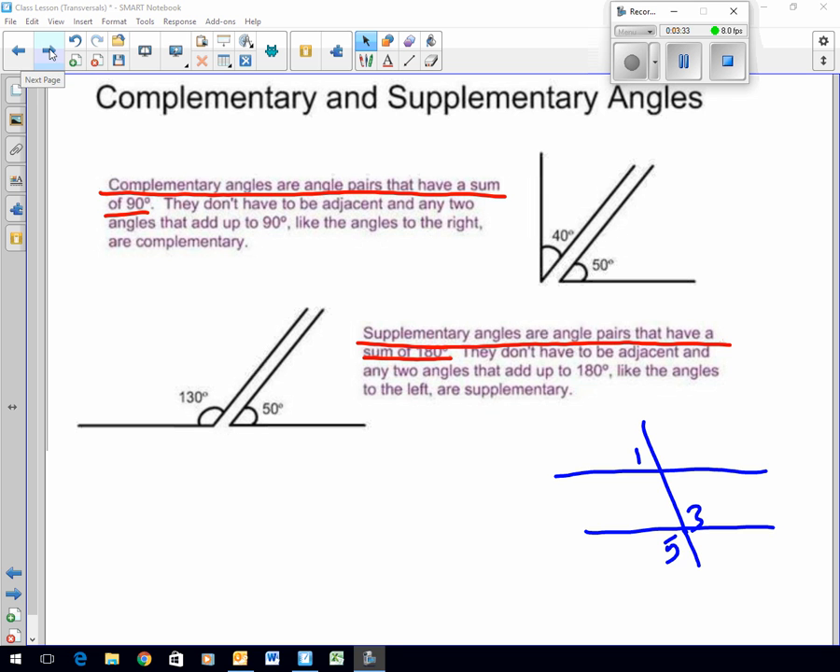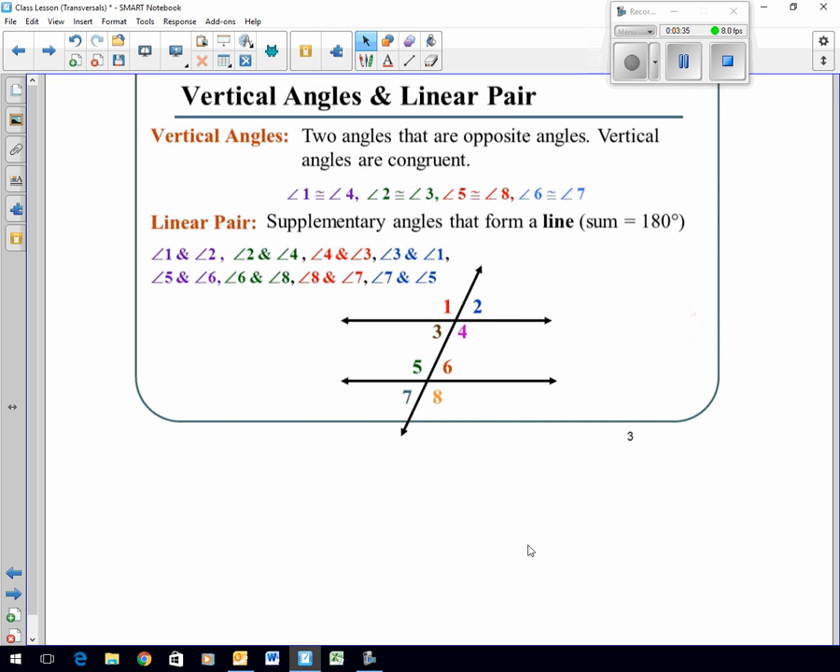Alright, now it's getting real. Vertical angles and linear pairs. You must know and recognize them. You're going to know what vertical angles are. Vertical angles are opposite angles, right across from each other, okay?